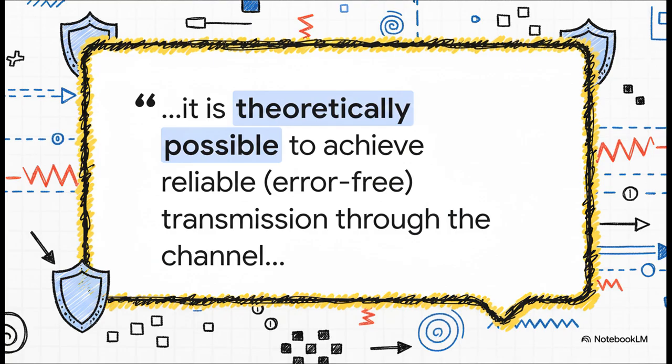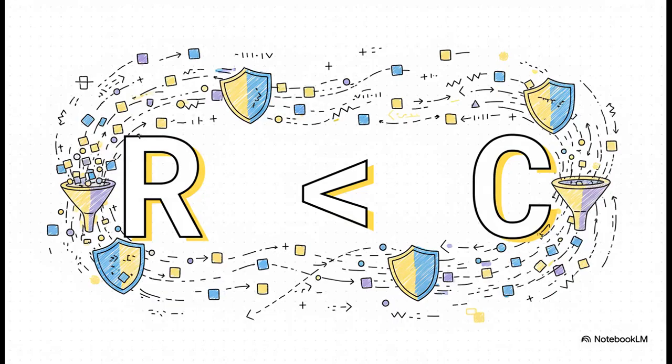Back in 1948, he proved with math that this wasn't just a fantasy. It was actually possible. And he boiled it all down to this elegant, simple little formula. R has to be less than C. So what does that mean? Well, R is your data rate, how fast you're sending stuff, and C is the channel's capacity, the absolute maximum speed limit of that specific pathway. Shannon proved that as long as you stay under that speed limit, you can use that clever mathematical armor to get your message there perfectly, every single time.